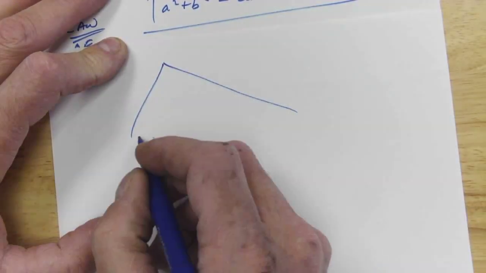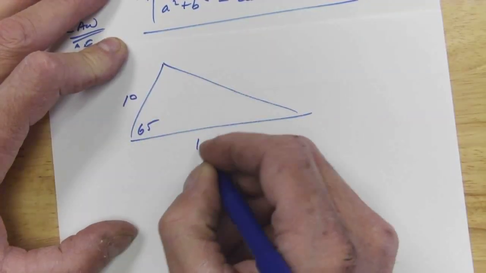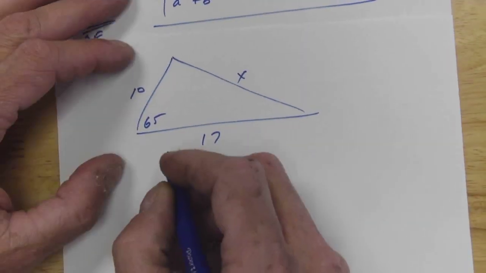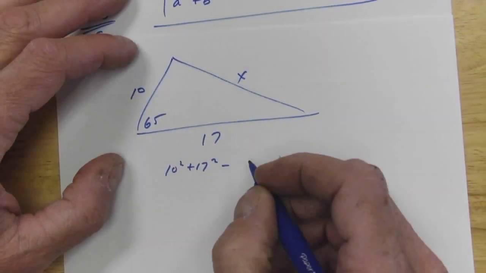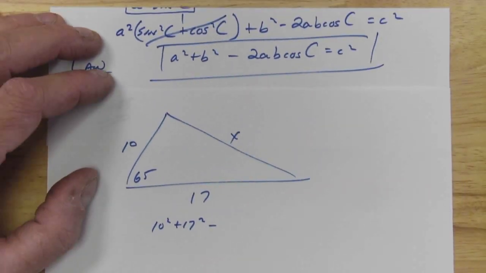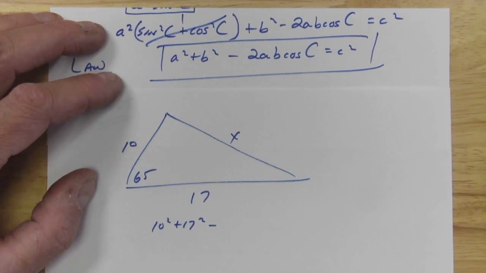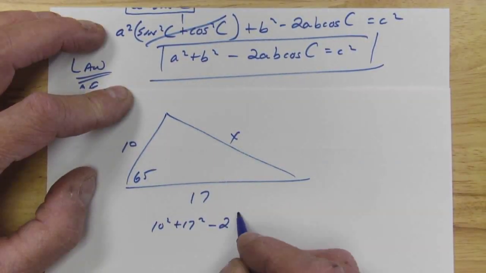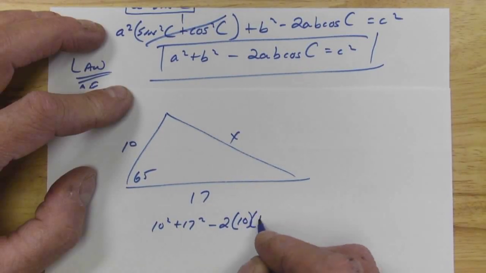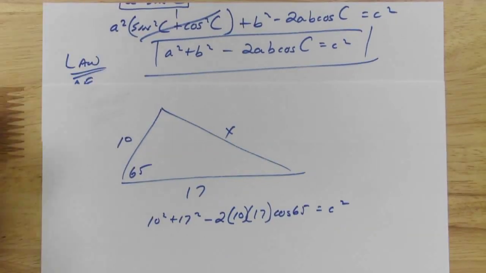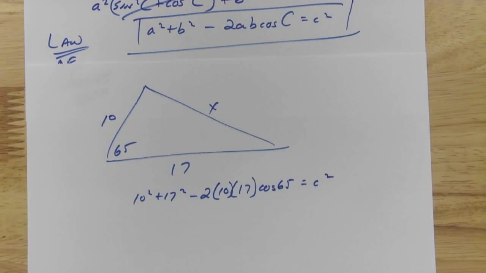So let's go back to 10, 65, 17, x. Let's go ahead and write out what this would be in law of cosines form. 10 squared plus 17 squared minus, okay, now you're going to help me out. Well, use your formula. 2 times 10 times 17 times cosine of 65 equals c squared. Okay? So now we just got to be careful when we're typing this in. You type it in, you take the square root of it, and we're done.